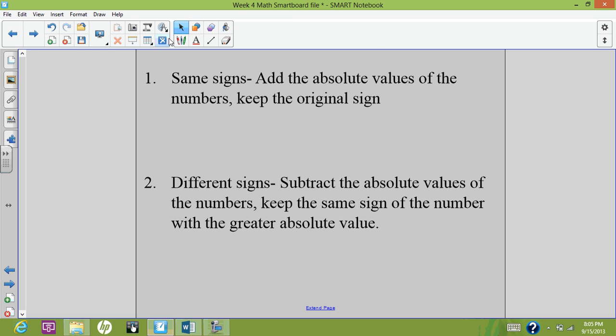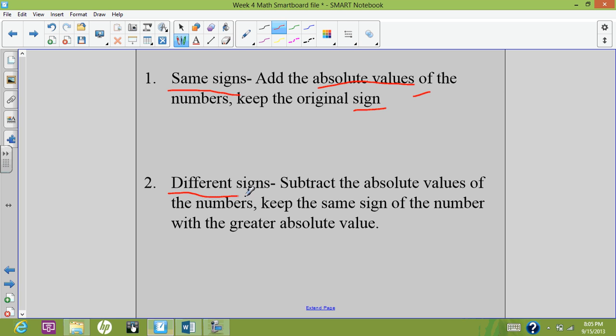The first rule is that if the numbers have the same signs, you are going to add the absolute values of the numbers and keep the original sign. So if both numbers were negative, they have the same sign, I'm going to add the absolute values of those numbers and then keep the original sign, which was negative. Or if both were positive, they're going to end up being positive.